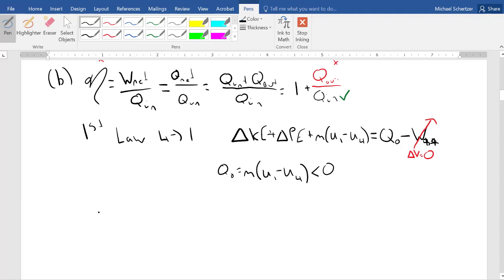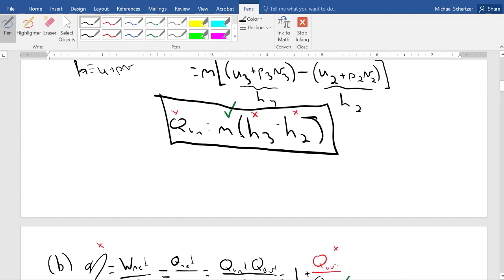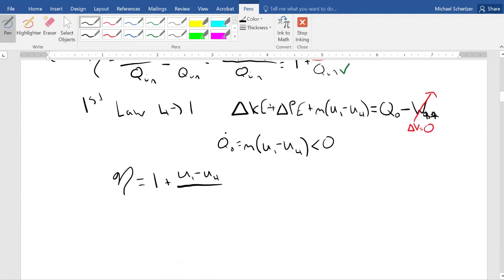So here, if I want my expression for thermal efficiency, then this is going to be 1 plus U1 minus U4 divided by, if I look back up at my Q in expression, since both of these are multiplied by mass, I'll put it in and then cancel it out, H3 minus H2, and all of this is going to be multiplied by the mass over the mass, and that's just going to cancel out, so that's going to go to 1.